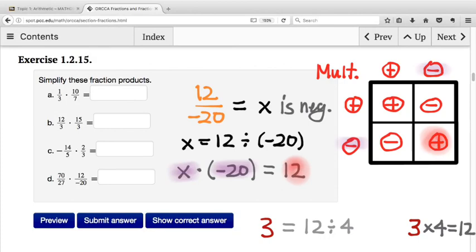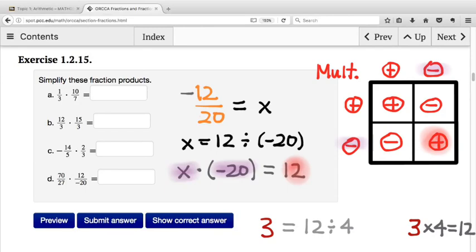12 divided by negative 20 is negative. Okay, here's another question. What would happen if I took this negative sign from the 20 and I moved it upstairs instead? Let's try it out. Let's see how that would change our thinking.